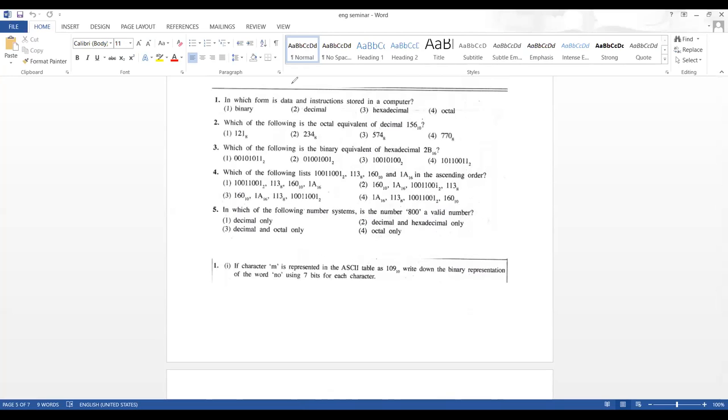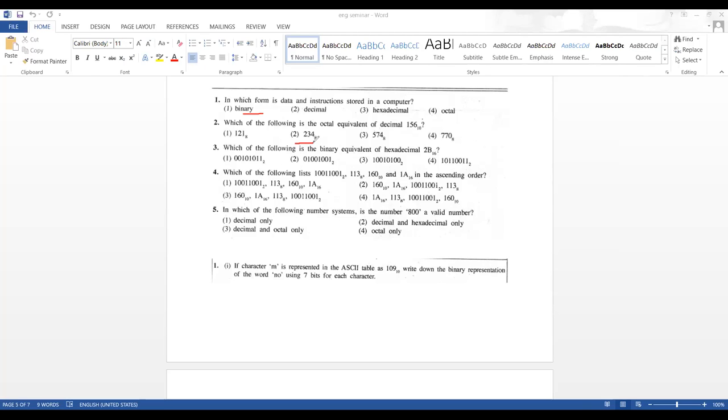First one, in which form are data and instruction stored in a computer? That's binary. First answer, very easy. Which of the following is the octal equivalent of decimal 156? Divided by 8. You get 234, second answer.